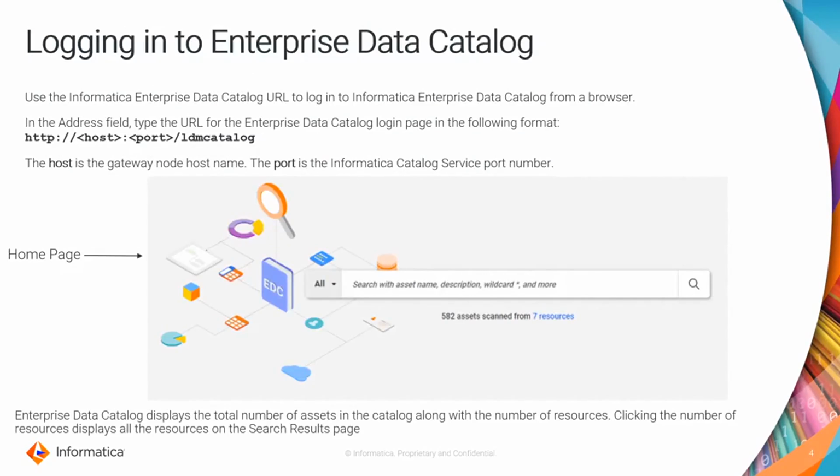Now let's see how to access the Enterprise Data Catalog UI. Just enter the catalog URL into a web browser. The URL will look something like this: http, hostname, port number, /LdmCatalog. So this hostname is the gateway node hostname, and this port number is the Informatica Catalog Service port number. Once you enter your credentials, you will land on this page. This is the home page of the catalog. It will show you the total number of assets in the catalog and the total number of resources that are present.